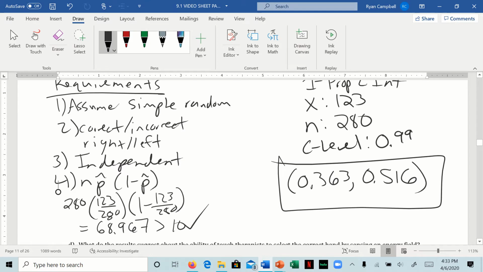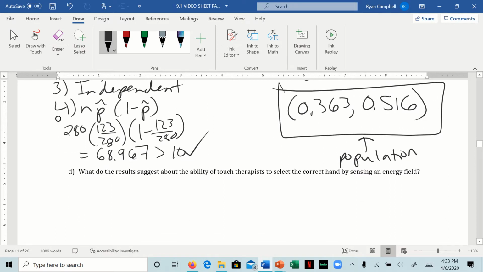So remember, this was for our sample. This is for the population. So this is all touch therapists. So, do the results suggest that touch therapists have the ability to select the correct hand by sensing energy fields? Can they actually do this? Well, what did we say? Remember from part A, we said that they have about a 50% chance of getting it correct just by guessing. If they were correct, we would need them to be completely above it, right?